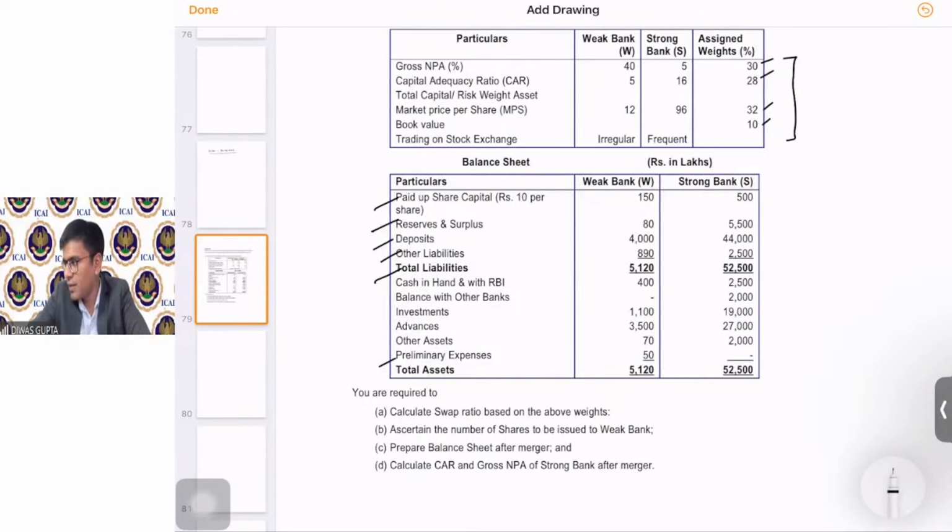Gurram is saying strong bank is strong in every perspective. Yes, Gurram, that's why it is a strong bank. See the balance sheet of the strong bank. They have reserves and surplus of 5,500, right? Even they have advances of 27,000. Investments is around 19,000, right? So they have a big book value, right?